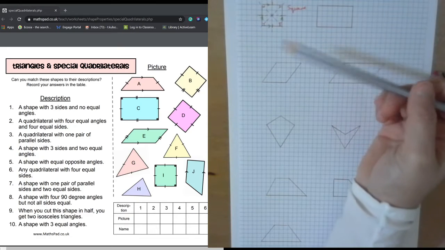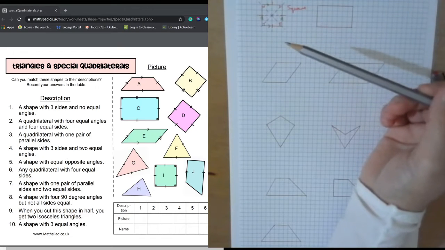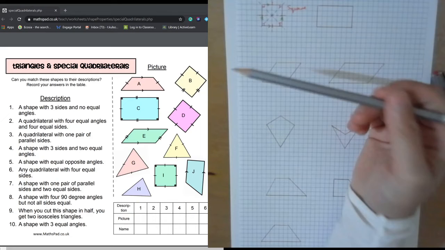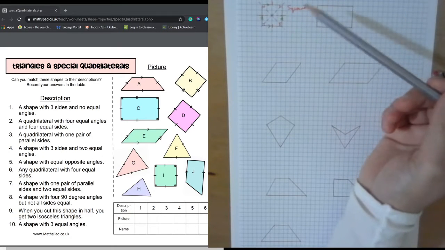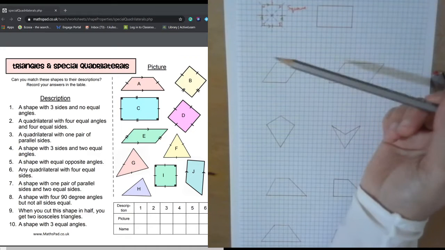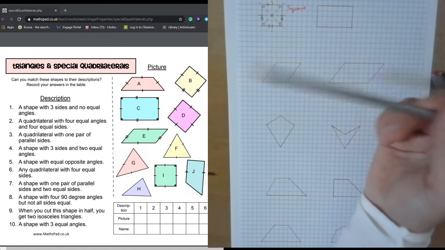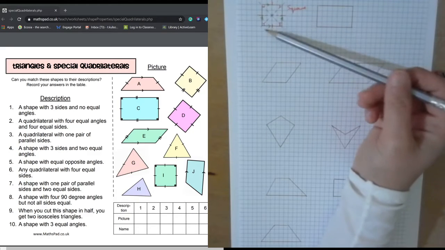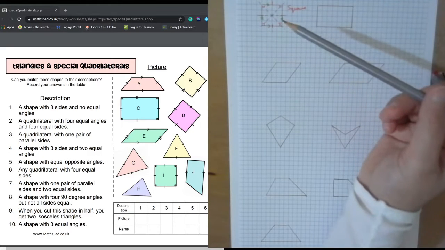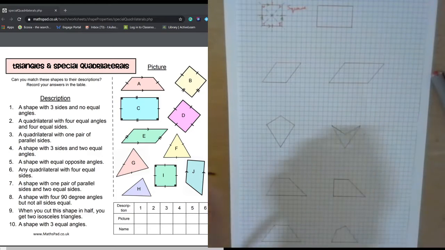Regular shapes will always have the same number of lines of symmetry as they do sides. An equilateral triangle has 3 lines of symmetry, a square 4, a regular pentagon 5, a regular hexagon 6, and you just keep going down the list. So I've got 4 lines of symmetry, 4 right angles, 2 sets of parallel sides, and 4 equal sides. That is essentially your square.